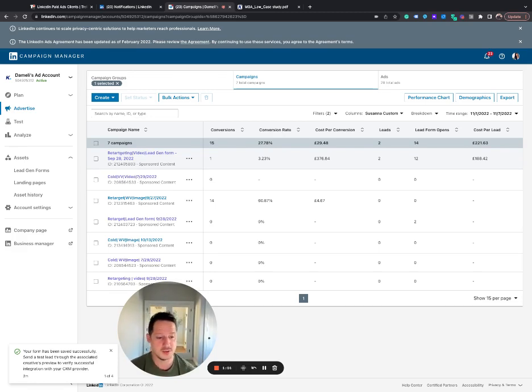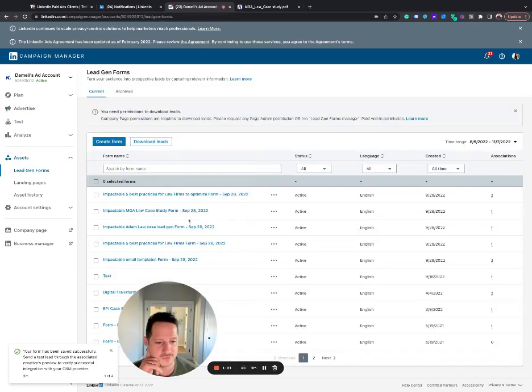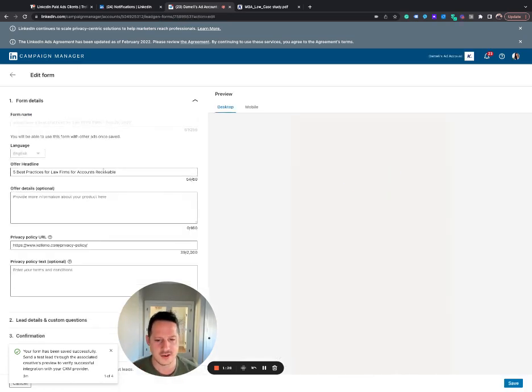One of the first things we do is look at the actual form, because if people are opening it, that means we're targeting the right people. The ad is doing well, but then something happens from when they open it. There's hesitation to actually submitting it. So one of the things we just did is go through under assets, under lead gen forms, each of these, and tweak the title a little bit.